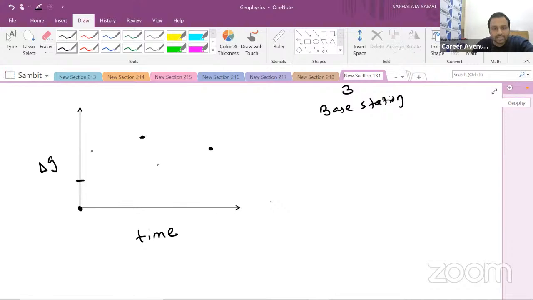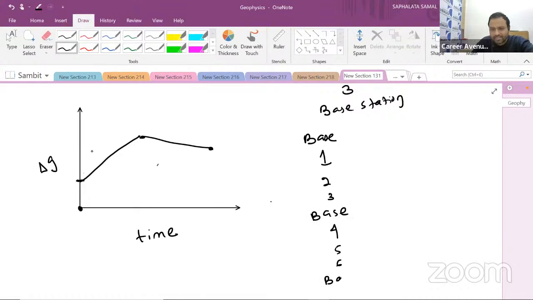Now I will connect these 3 curves. They're the base station surveys. Let's say we have location 1, 2, 3, 4, 5, 6. These much locations we have. So first we measure in the base station. Then again after 3 we have again base station. Again after 6 we have the base station. Base, base, and base. So this is the same.